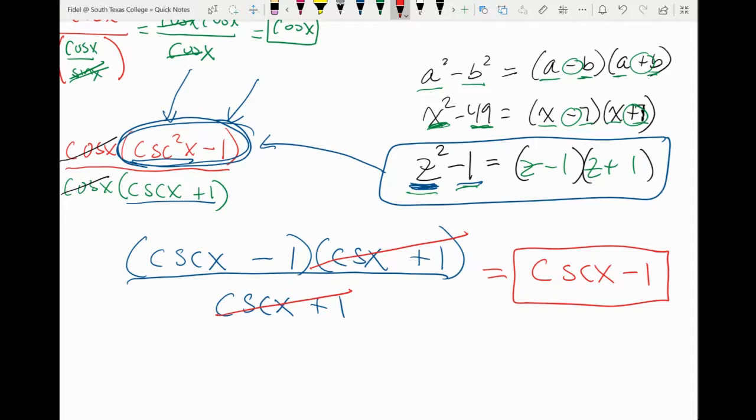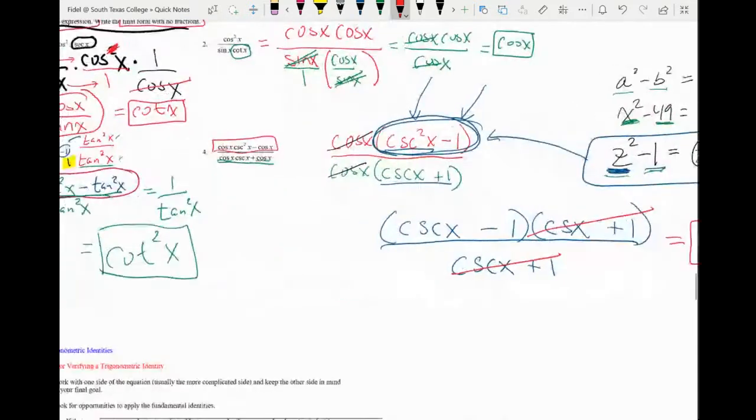Okay. So the point I'm trying to make with some of these problems is that we're going to be using some of those factoring properties that we did in college algebra, or that if any of y'all took a remedial or developmental math course, maybe you remember this from high school. In essence, that's what we're doing. But instead of having x squared minus 49 or y squared minus 64, now we're going to have cosecant squared x minus 1, something along those lines, okay? The idea is going to be the same. It's just a little bit different in that they're trig functions now.